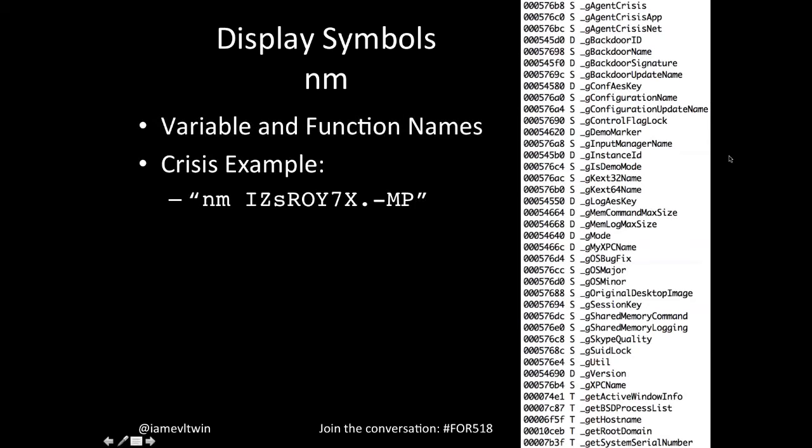In the screenshot here, we see a couple of different possible variable names or function names. Things like agent crisis. So this is the crisis executable that I did this symbol dump on. Apparently it might have a demo mode. OS major and minor. Let's see what else. Other good stuff like BSD process listing, get system serial number. It looks like it has quite a bit of functionality, and we can go dive deep with some other tools to get more of that functionality out of it.